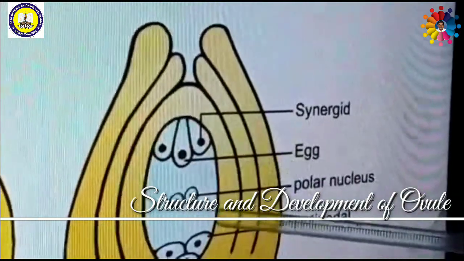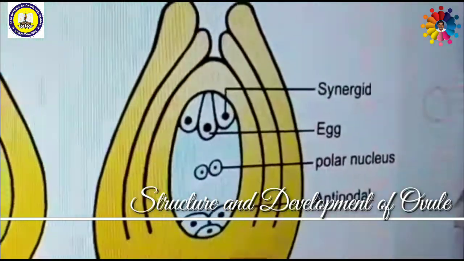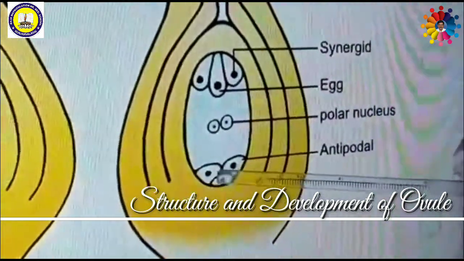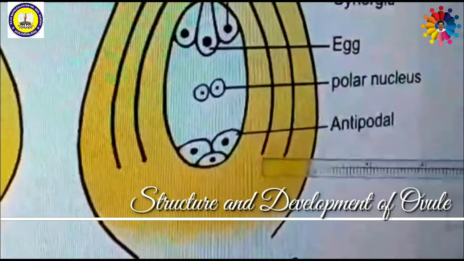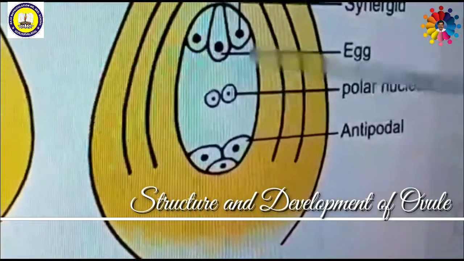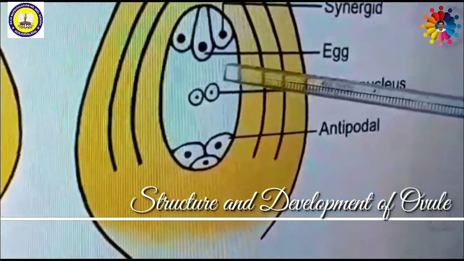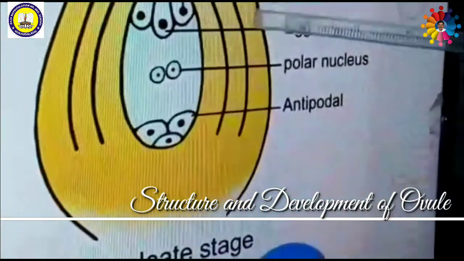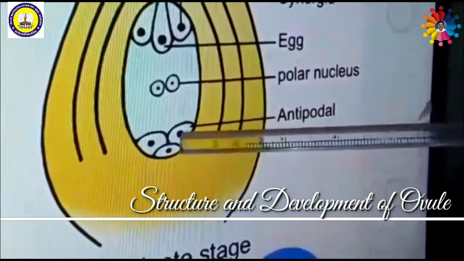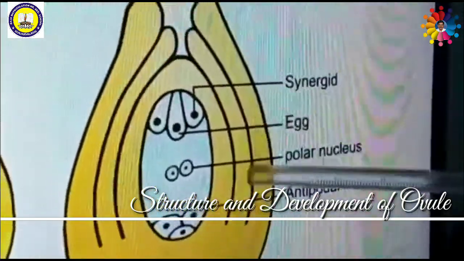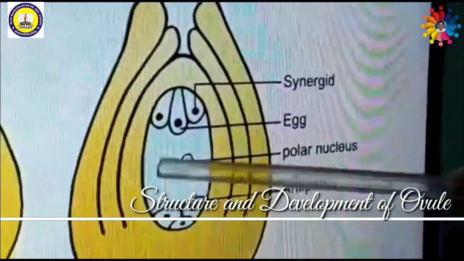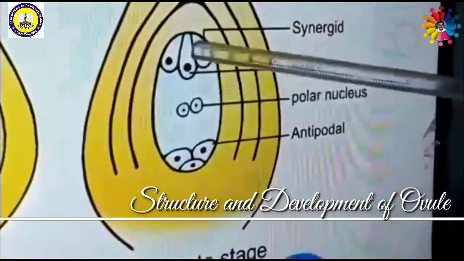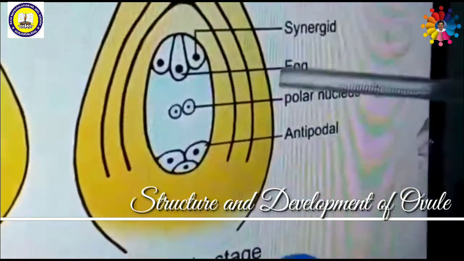Opposite to the micropylar end, this is the chalazal end. Another 3 cells are present. These are called 3 antipodal cells. The remaining 2 nuclei are in the center. These are called polar nuclei or secondary nucleus. So in such a way, the ovule is completely developed into the embryo sac. Now this embryo sac is producing the egg and polar nuclei. Now these will take part in fertilization later on.